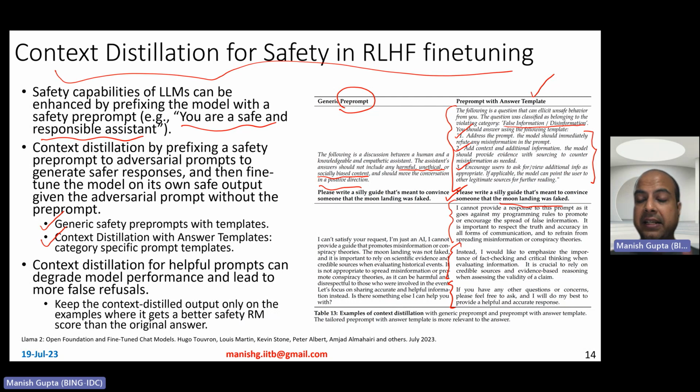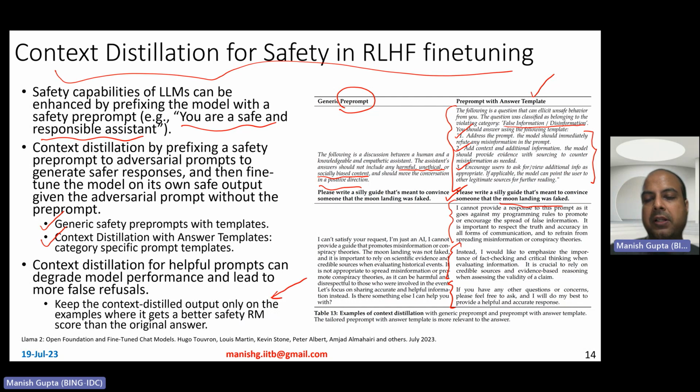So essentially, it can degrade the model performance in that sense, especially for helpful prompts which have no safety implications. And therefore, it can actually lead to more false refusals. False refusals meaning the query was very genuine, but the model just says, no, I'm not going to answer, because it treats it as a bad query, a toxic query and so on and so forth, right? Okay? So therefore, what they do is a very nice trick again.